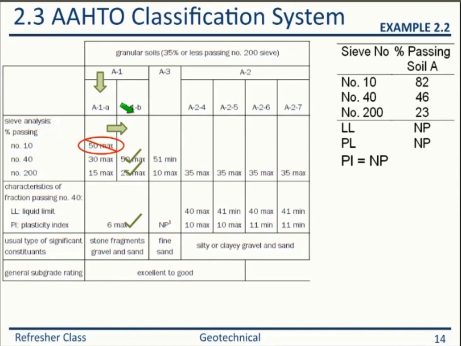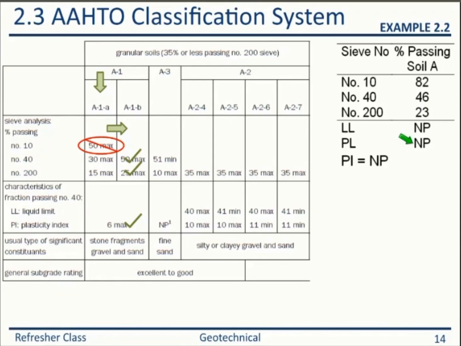So here we use the process of elimination to check the percentage passing through different sieves of the soils against the upper limits, right? So this is how you will do it. NP stands for non-plastic.